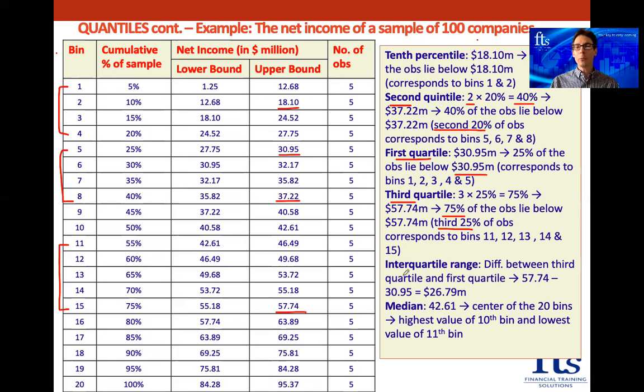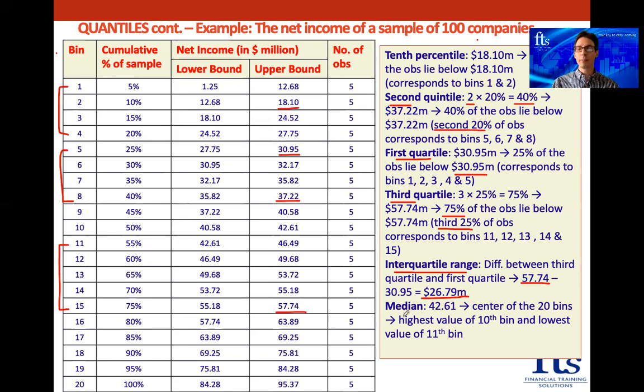Right. Now we need to know this thing called the interquartile range, and it is the difference between the third quartile and the first quartile. So we've done those. The third quartile we saw was 57.74, and the first quartile was 30.95. So it's just the difference between them. So that 26.79, we call the interquartile range.